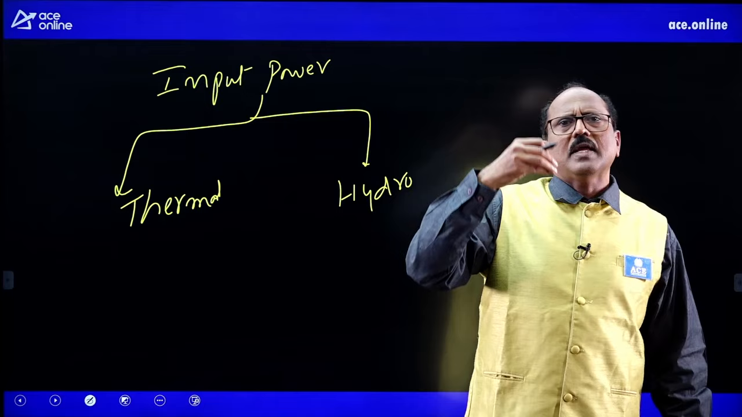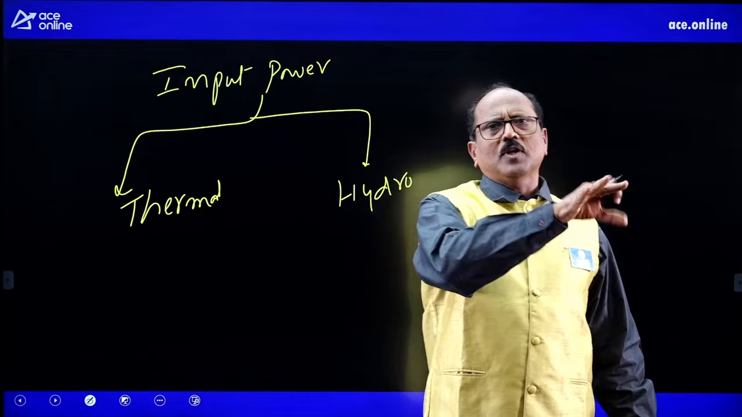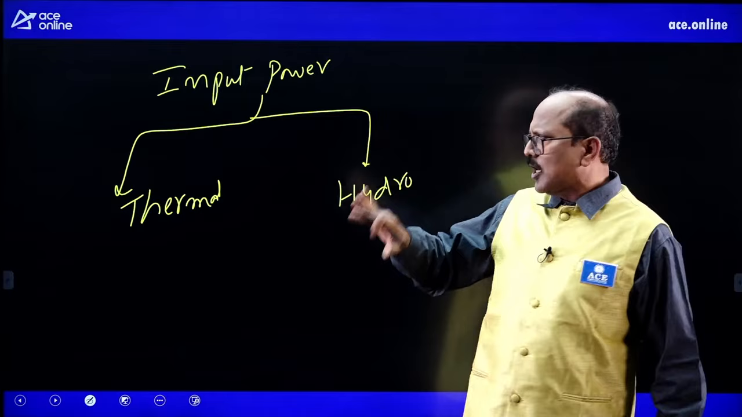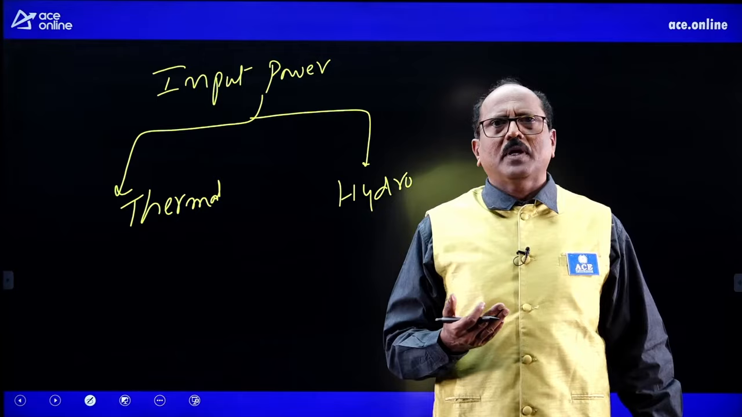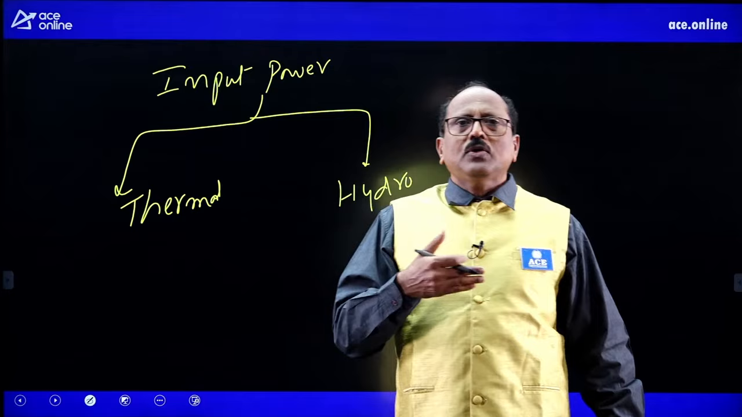Basics of power generation, very clear. To produce electricity, we need some shaft power. To produce shaft power, we need some input power. Input power can be thermal, can be hydro. These are the two major things. When we come to the thermal power plant, what are its components? What are the components of the hydropower plant? Damn sure questions.